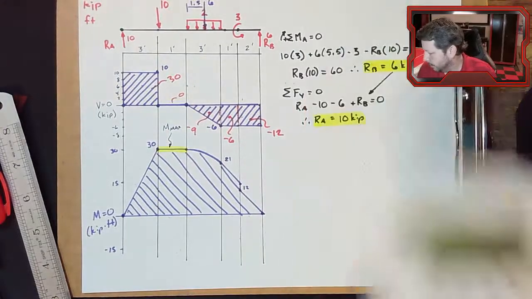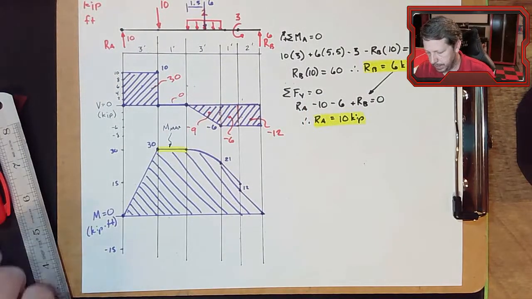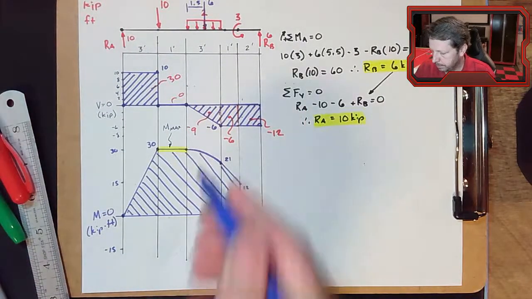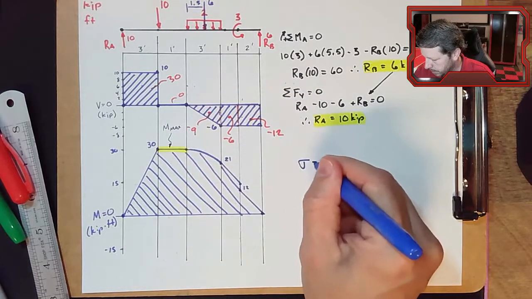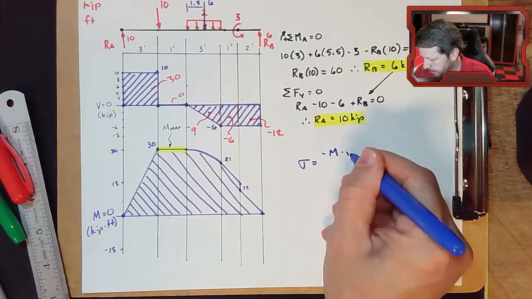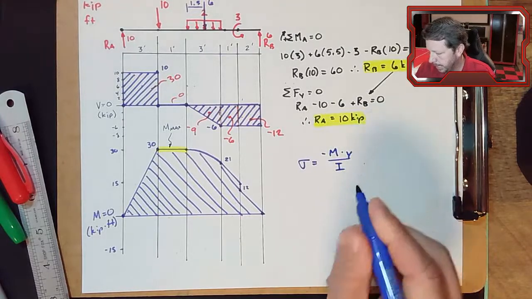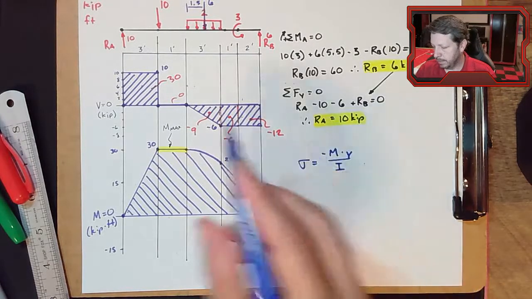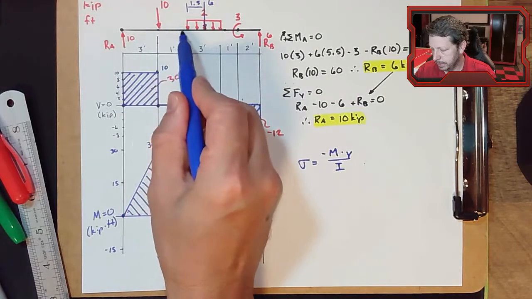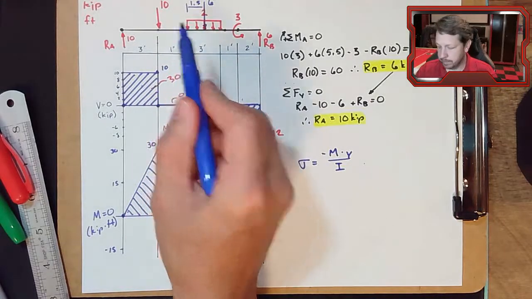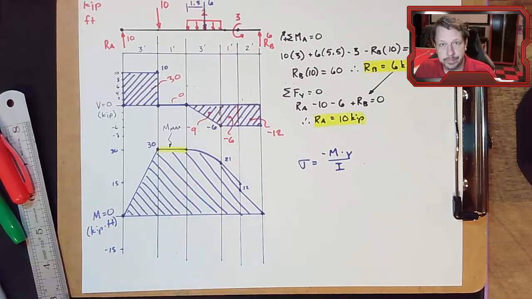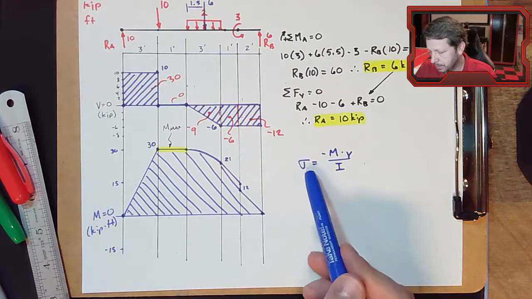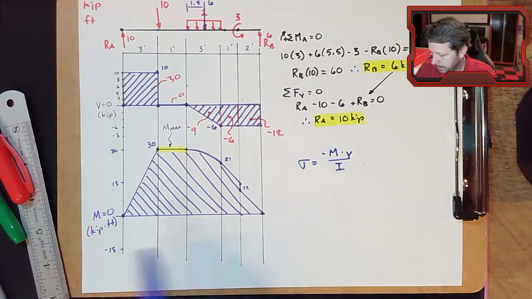It's not part of what we're doing right at this moment. But we could take that M max into sigma equals negative M times Y over I. And we could put a maximum value now. And we know that it's somewhere between these 2 points on our beam. That it's most likely to fail by flexural stress. At least that's where we're going to have our highest bending moment, which usually corresponds to our highest flexural stress.